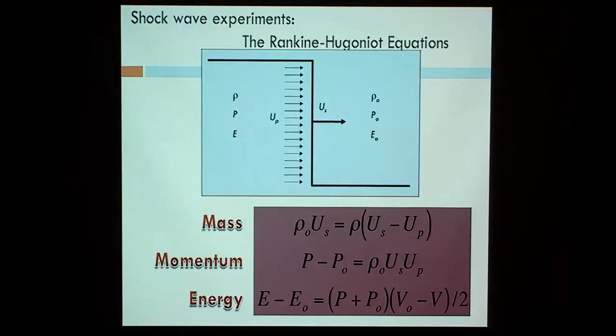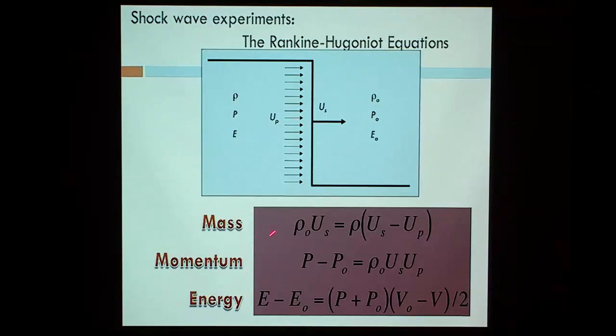So if we think in the frame of reference of our traveling shock wave about the amount of mass per unit time entering the shock front and leaving the shock front, if it's a steady shock, those had better be equal. Likewise, the amount of momentum transfer by the shock wave had better obey force equals mass times acceleration. And as I already explained, if we have conservation of energy and it's an adiabatic change of state, we can write down a conservation of energy equation.